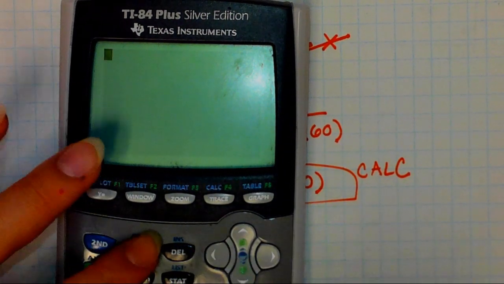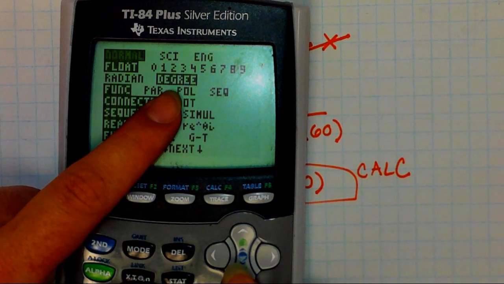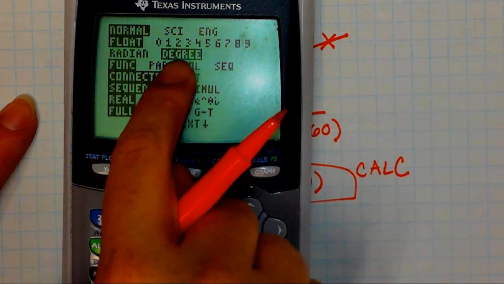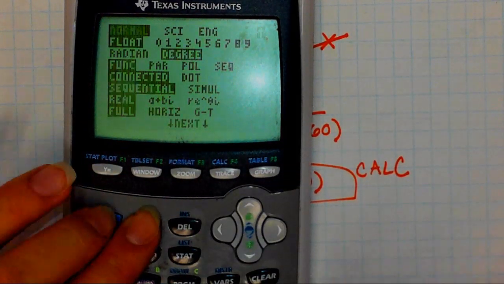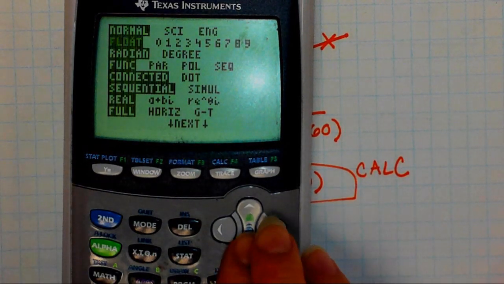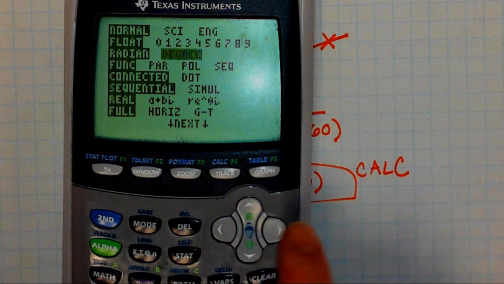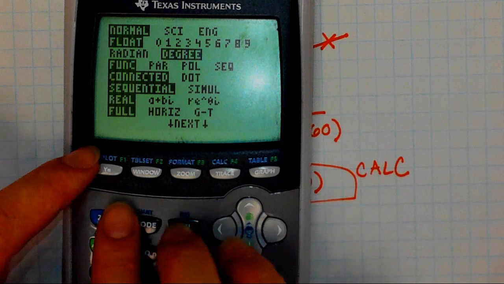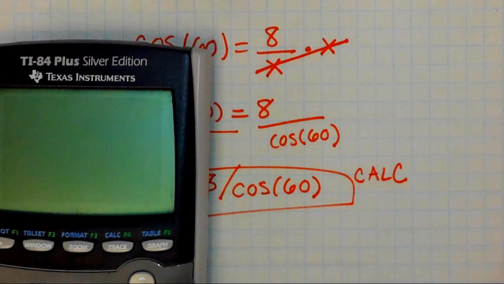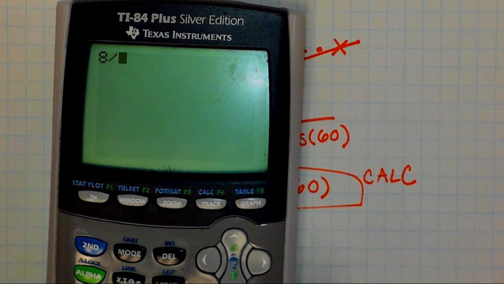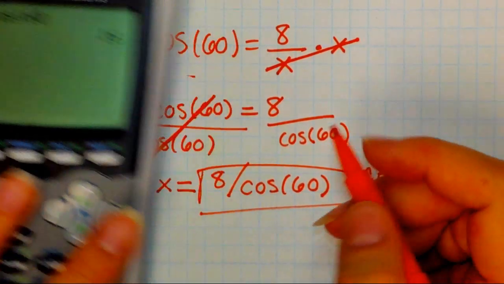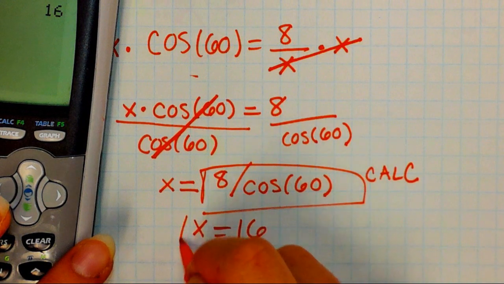Make sure that your calculator is in degree mode. So you press mode, and degree should be highlighted in black. If it's not, like for example, if I reset this calculator, then I need to go over, hit enter, and then it'll highlight degree. And you can press second mode to quit. Now you'll type in 8 divided by cosine of 60. And that gives us that our x is equal to 16.